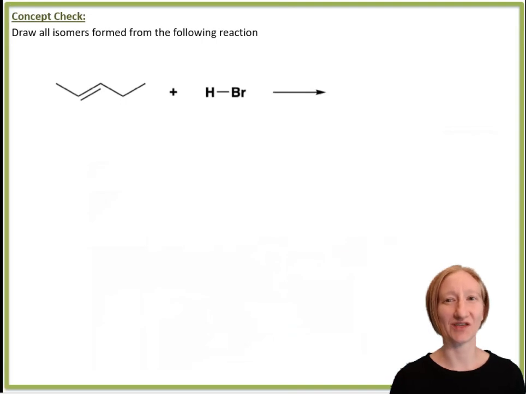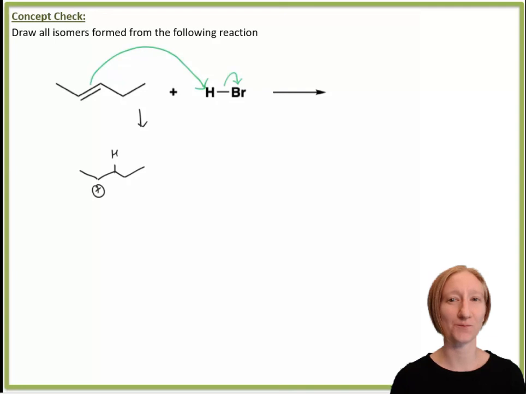Let's do a concept check here. Draw all isomers formed in the reaction shown. We'll follow the same reaction steps. The alkene attacks the hydrogen, and the HBr bond breaks to form a carbocation and bromide anion. In this example, there are two possible regioisomers for the carbocation intermediate, so we need to be sure to draw both.